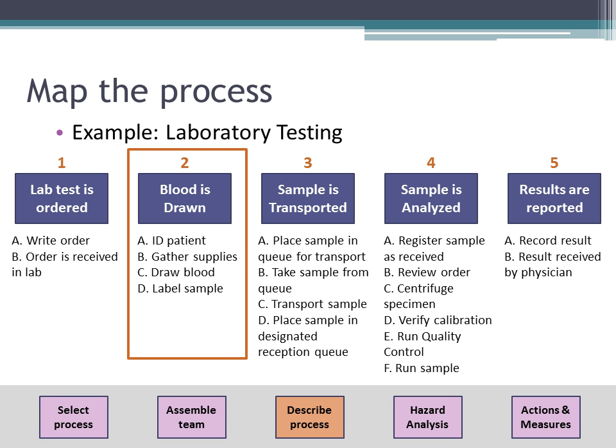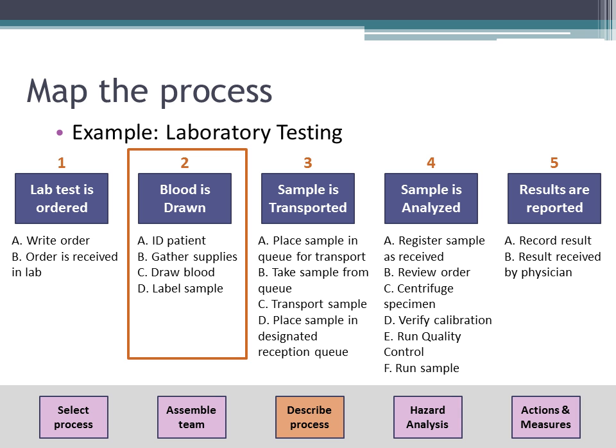For the sake of our example today, we're going to be using a small section of this lab testing process to base our example off of. Step 2, blood is drawn, includes 4 sub-steps. We identify the patient, gather supplies, draw blood, and label the sample. We've lettered these sub-steps A, B, C, and D.